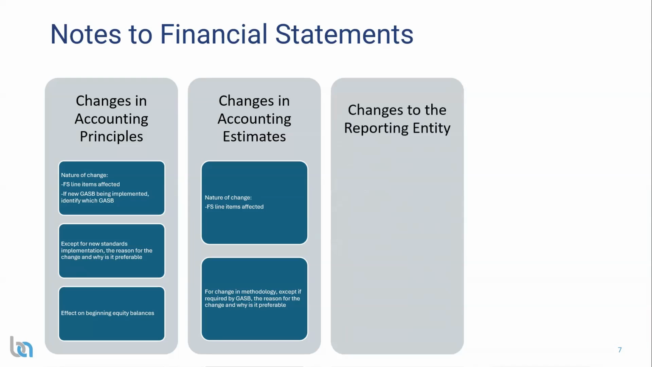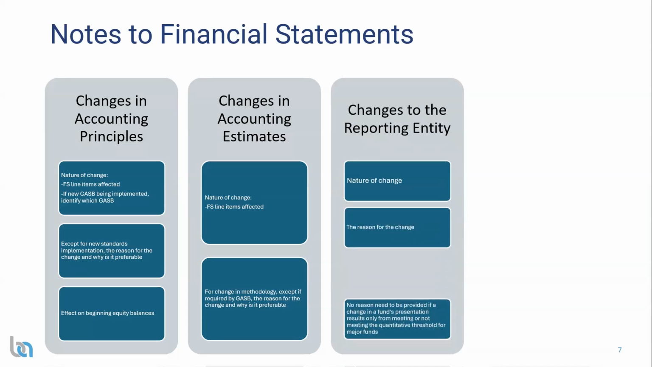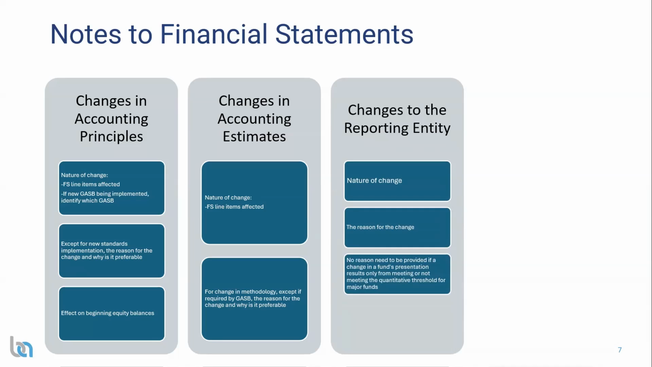As for changes to the reporting entity, again, you're always going to have to explain the nature of the change, the reason for the change. If the change is just a matter of you have one fund that didn't meet the criteria to be major last year and this year did meet the criteria, you don't have to explain. If it's strictly the result of just meeting the criteria of major fund or non-major fund, that 10% and 5% test, you don't have to explain. But if you're choosing to make a fund major, even though it doesn't meet the criteria, you need to explain that.